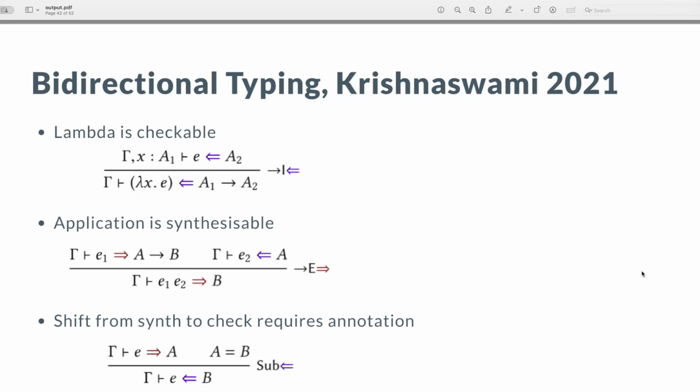And the important thing is the shifts. When you shift from checkable to synthesizable, that's not too bad. But when you shift from synthesizable to checkable, your synthesizing term needs to find the type, and your checkable term needs to be checked against something, and you can't give it because you're synthesizing it. And so this is where you need to produce an annotation. So that's the standard thing.